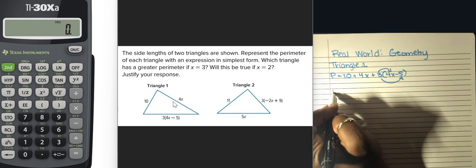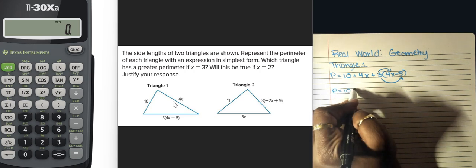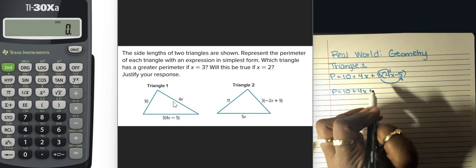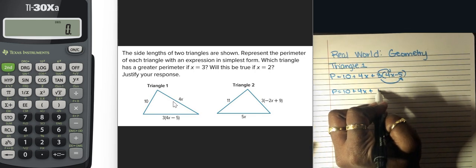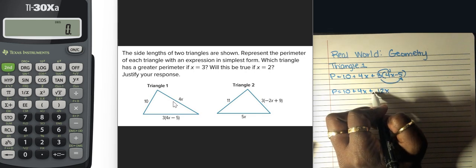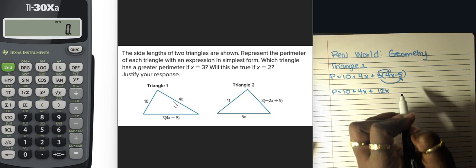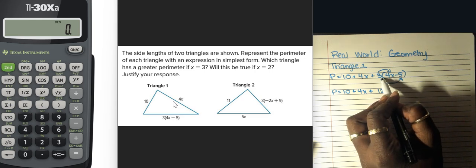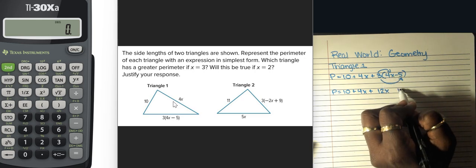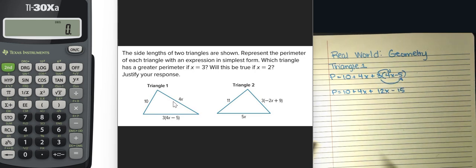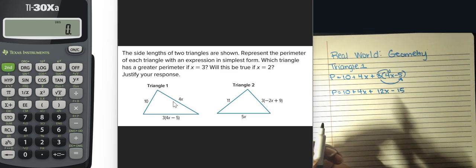So what we end up with now is going to be P is equal to 10 plus 4x plus 3 times 4x, which is 12x. That's a positive, so this should be a positive in front of it. And then we have 3 and 5. That gives me 15. The 3 is positive. The 5 is negative, which means that it's going to be minus 15. All right. So we have that all set.